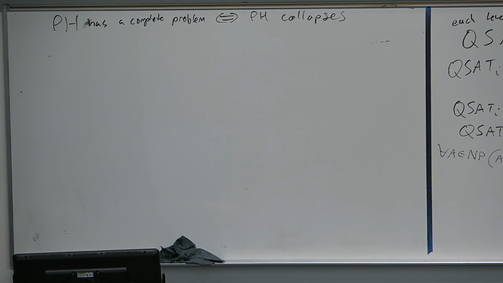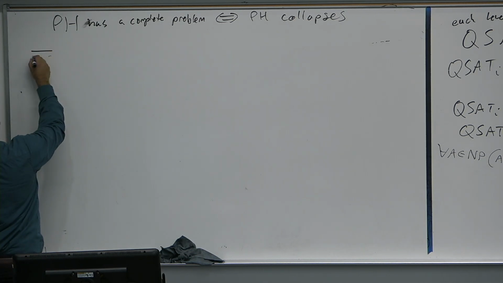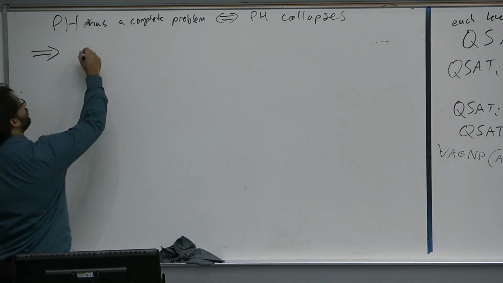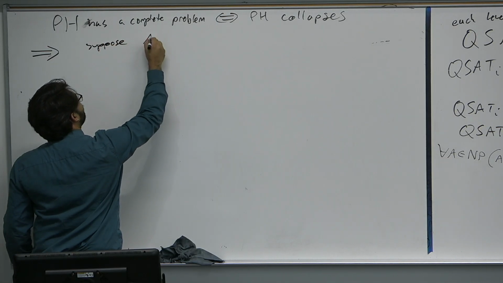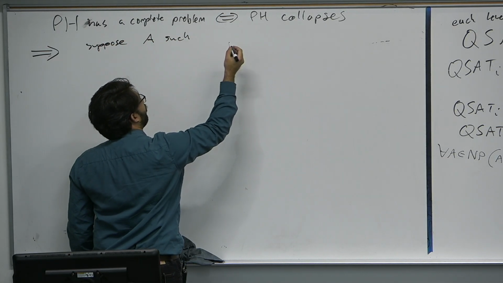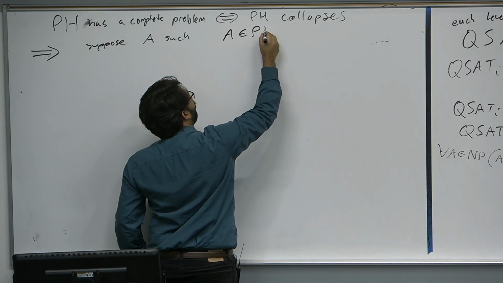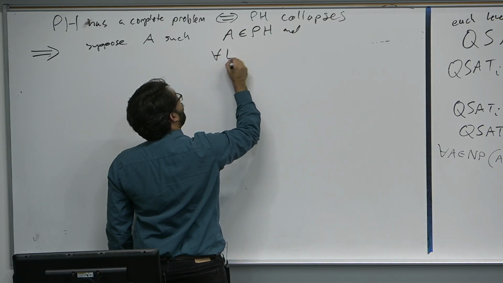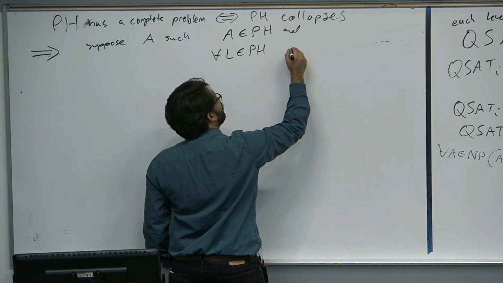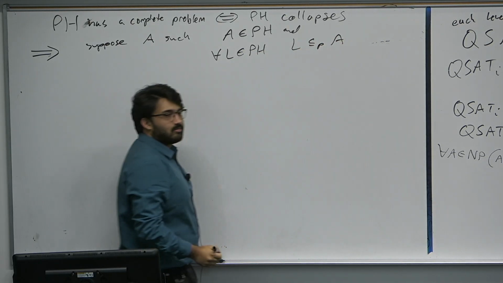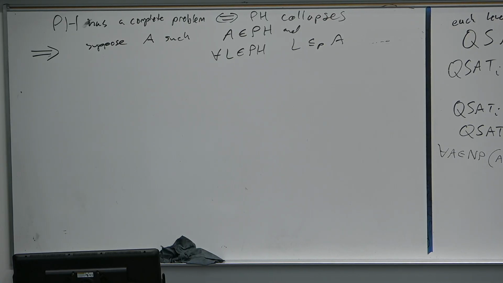I claim if the entire hierarchy has a complete problem, then the hierarchy collapses, okay? We don't expect it to collapse, so we don't think there's a complete problem. Suppose that PH has a complete problem. Suppose there is some A such that it's complete for the polynomial hierarchy. What does that mean? A would be in the polynomial hierarchy, and for all L in the polynomial hierarchy, there's a polynomial time reduction from L to A. Right? Same definition as a PSPACE-complete problem, as an NP-complete problem, whatever. Fine. Suppose such a problem exists.